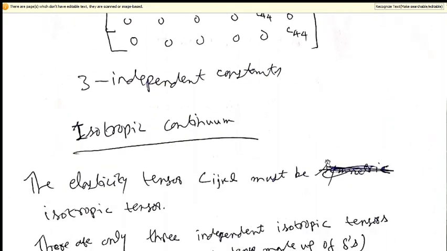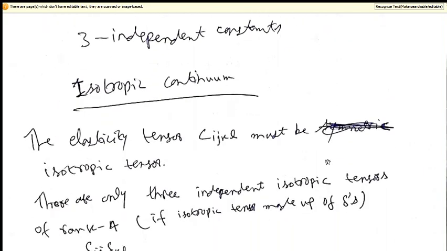Now the isotropic continuum. In an isotropic continuum, every orthogonal transformation is a symmetry of the continuum. As we are saying this is an isotropic continuum, the elasticity tensor Cijkl must be isotropic. So we will see, with the help of some other isotropic tensors, how we can proceed to calculate the independent components of C for this continuum.